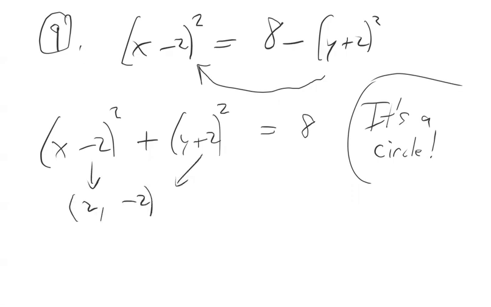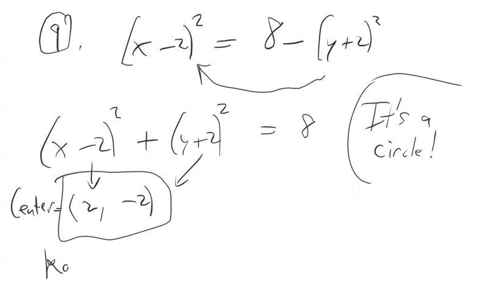So negative 2. So the center of the circle, or the midpoint of the circle, you could say, is just (2, -2) in an ordered pair. The radius of a circle is equal to the square root of that number right there. So the radius equals the square root of 8.